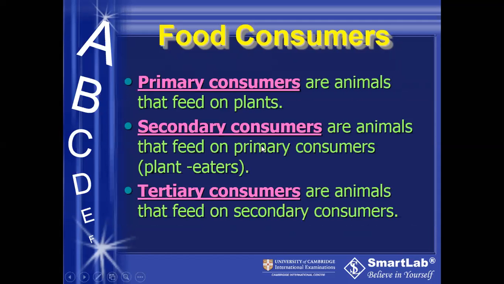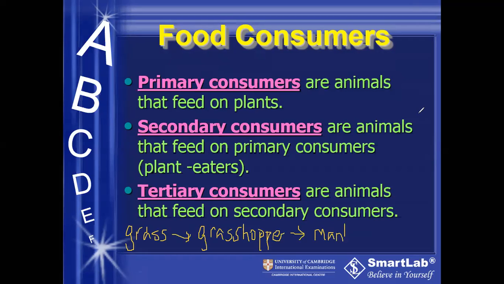There are three types of food consumer: primary consumers, secondary consumers, and tertiary consumers. We'll take a look at another example. In this case, we start with the grass, then it is eaten up by the grasshopper, then the praying mantis, and followed by, let's say, the bird.